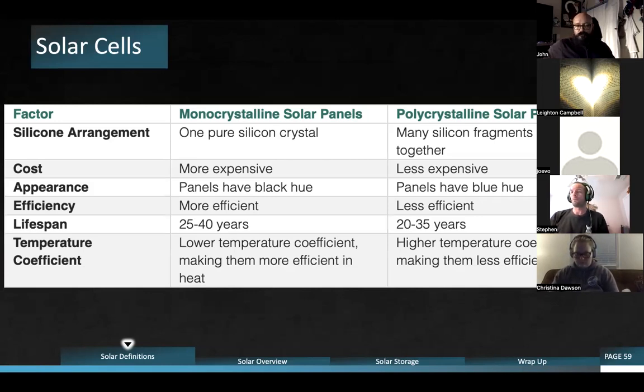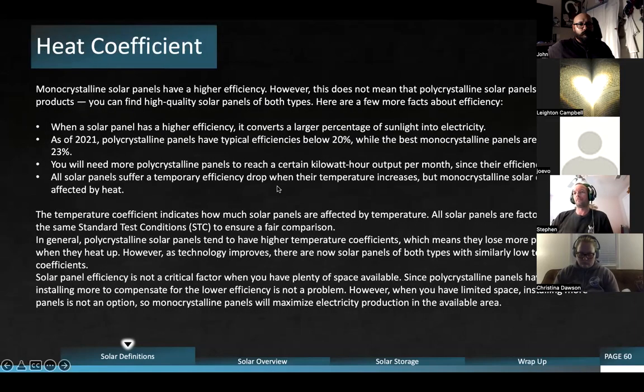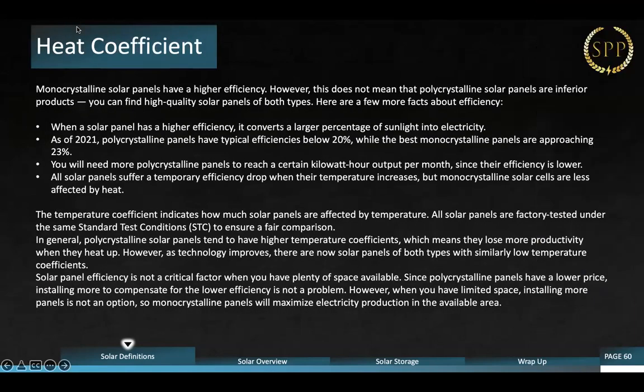If somebody works with metal and deals with welders, pretty sure if it gets too hot, turn it off. Okay. So here's what the heat coefficient actually is. Monocrystalline solar panels have a higher heat coefficient.